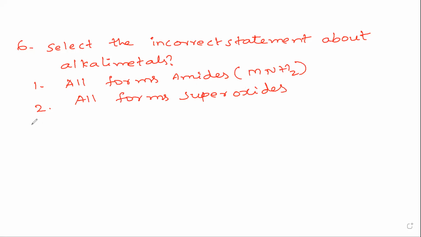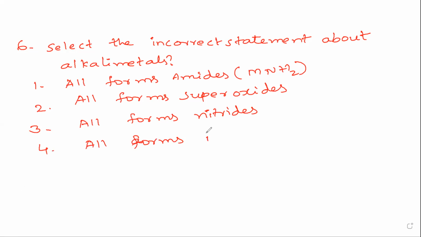Third option: all alkali metals form nitrides. And fourth option: all alkali metals form ionic hydrides.